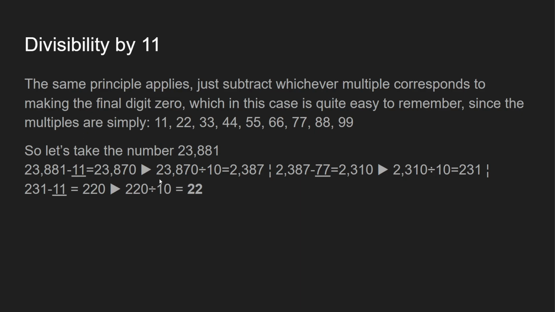So, take the number 23,881, subtract 11. That'll give us 23,870. Divide by 10, 2387. Subtract 77, 2310. Divide by 10, 231. 231, final digit, get that to 0, so by subtracting 11, gives us 220. Divide by 10, 22. 22 is obviously divisible by 11, and thus this entire number here is divisible by 11.